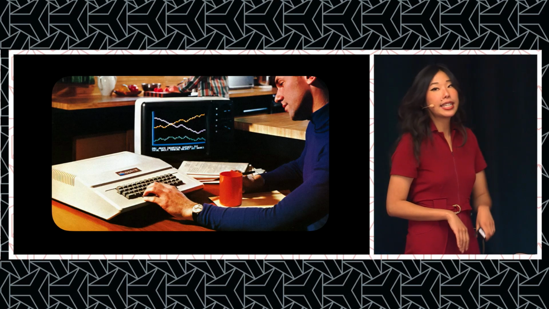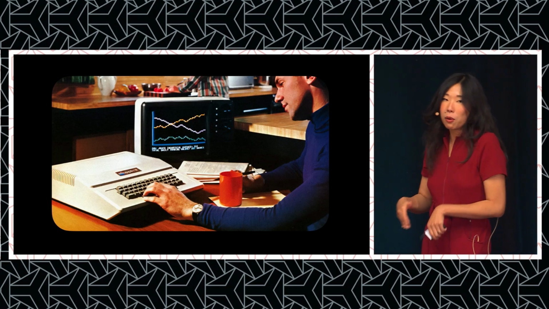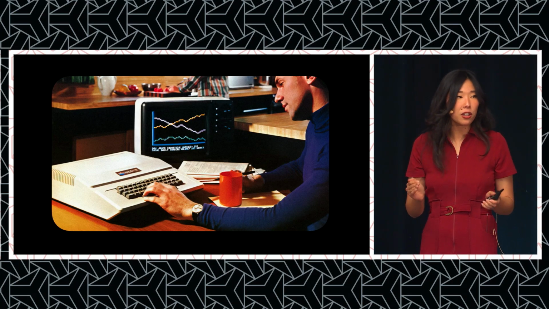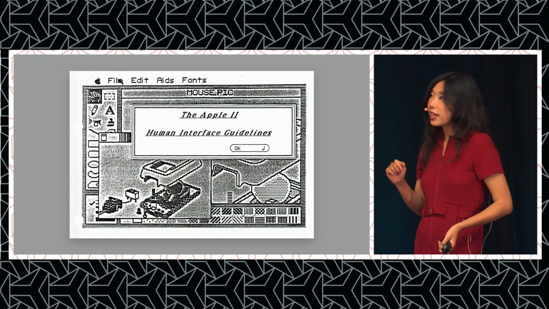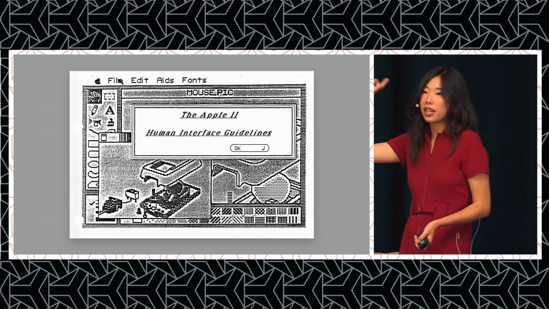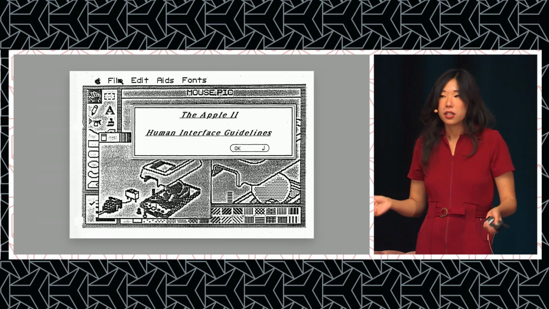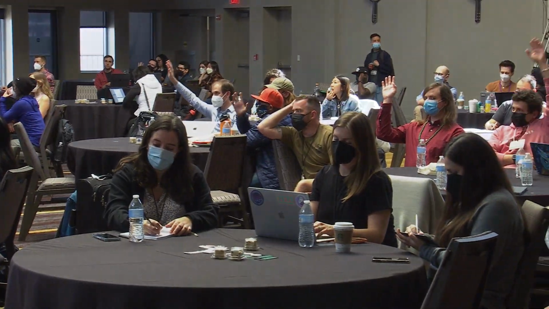And also in 1977 is when Apple released the Apple II. So it was the first personal computer ever to support color monitor displays. And with it came the first draft of the Human Interface Guidelines, or the HIG, as we like to call it for short. So just to kind of level set, how many people have read the HIG, know what it is, used it? Great, great, great. Okay, love to see hands.